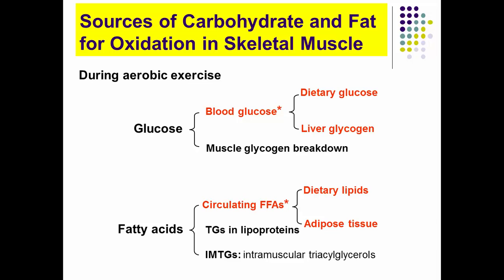So again, for aerobic metabolism, the muscle utilizes both glucose and fatty acids as energy fuels. Glucose comes basically from the circulation, diet, liver glycogen breakdown, and also intramuscular glycogen breakdown. Fatty acids also come from circulating dietary lipids, and important sources from adipose tissue lipolysis. Intramuscular triglyceride is also a source of fatty acids in aerobic exercise.